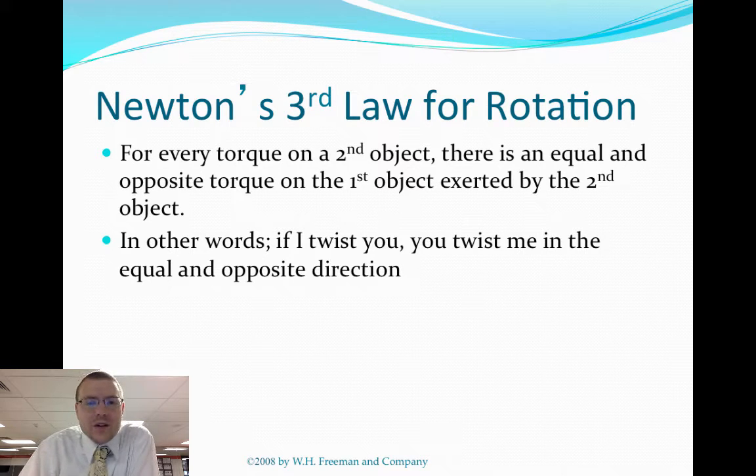And now we've got the third law. The third law before said that if I punch the wall, the wall will punch me back with an equal and opposite force. So now, if one object torques a second object, there's an equal and opposite torque on that first object by the second. Another way to say that is, if I twist you, you twist me back in the opposite direction. If I torque you, you torque me back: Newton's third law. And let's show that with the wheel demonstrations here.